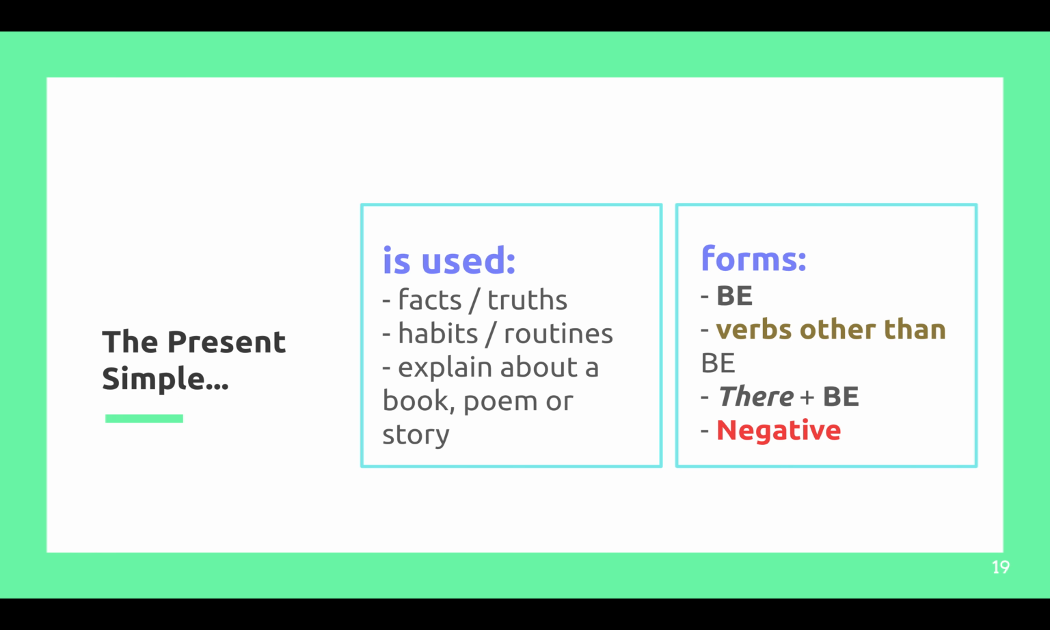And then the second thing we learned is the forms. So we talked about how to form this verb tense when we use verb be, how to form this verb tense when we use verbs other than be, how to form this verb tense with there plus be, and then also how to make a negative form of this verb tense in both verbs be and other verbs. Whew. That is a lot of information.